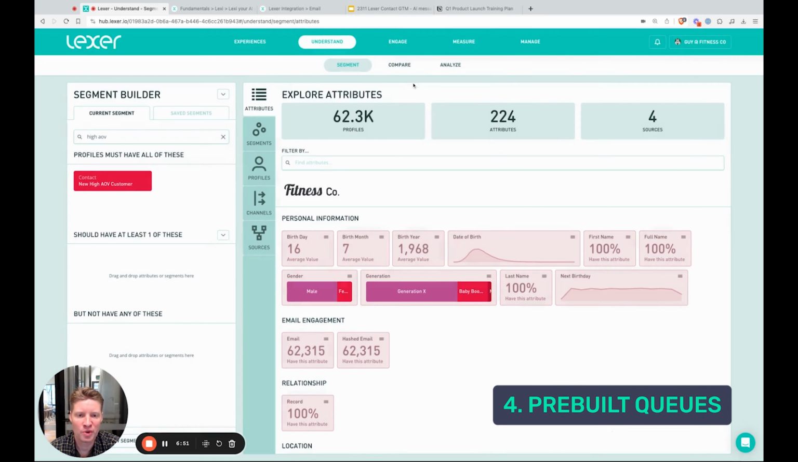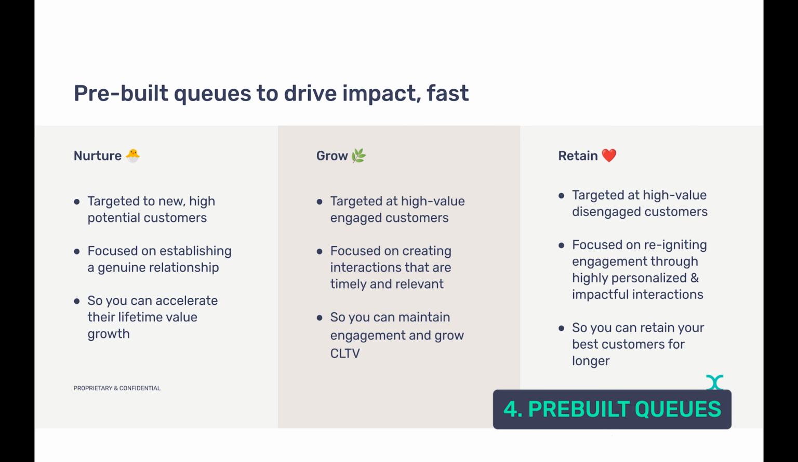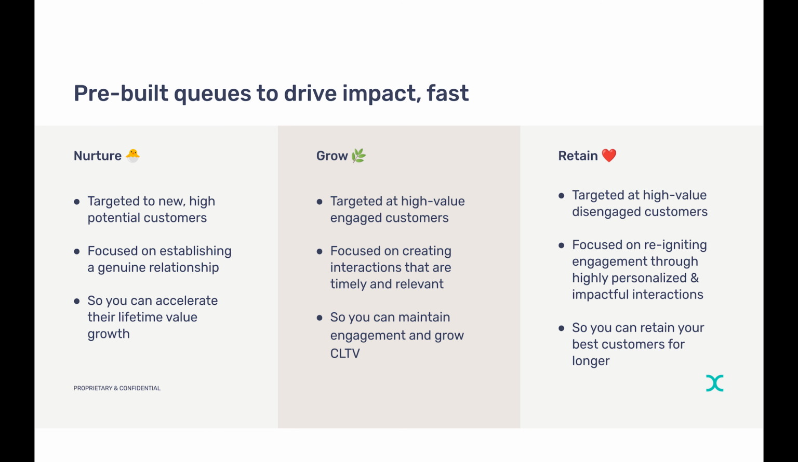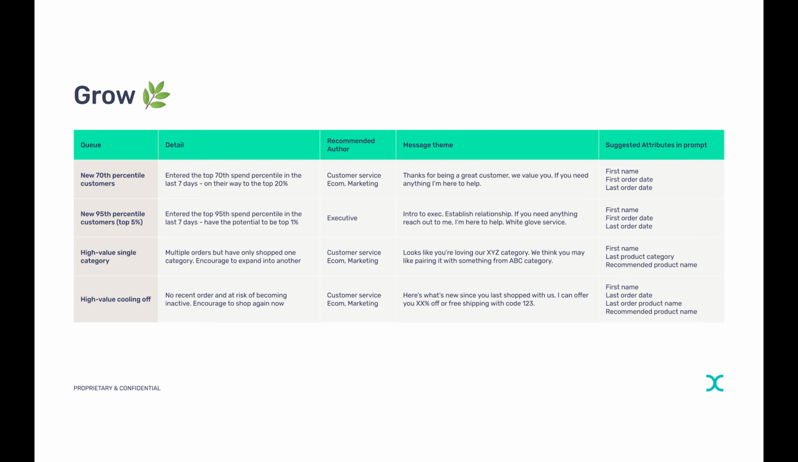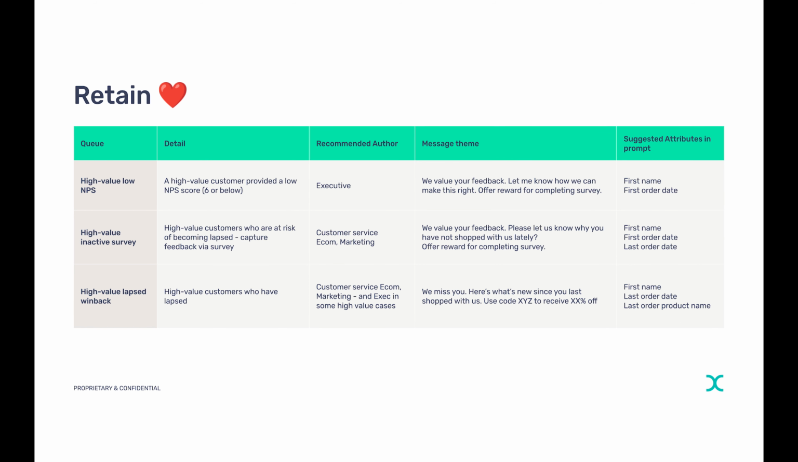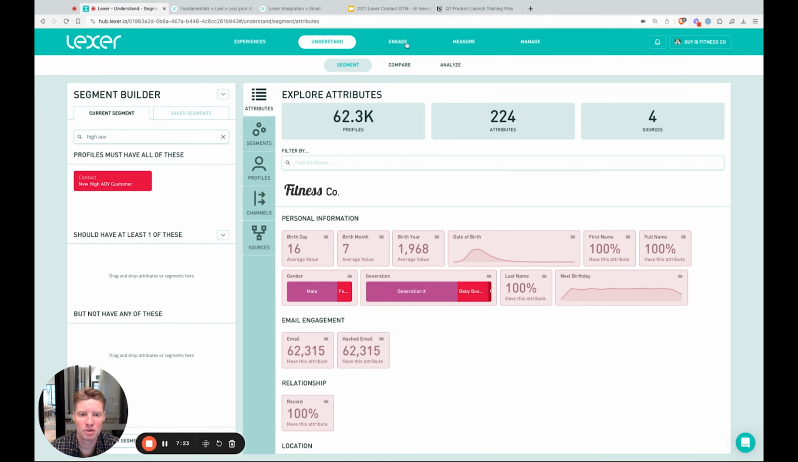So the pre-built queues we already have in Contact. We've done a piece of work to, like we do with our out-of-the-box segmentation, we've created some pre-built best practice queues under the 3 categories of nurturing, growing, and retaining customers. These are all listed in our documentation. You can see some here for nurture, you can see some here for grow, and finally retain. There's about 10 or so of them. Those will come pre-built in Contact for clients on day one, so you can hit the ground running.